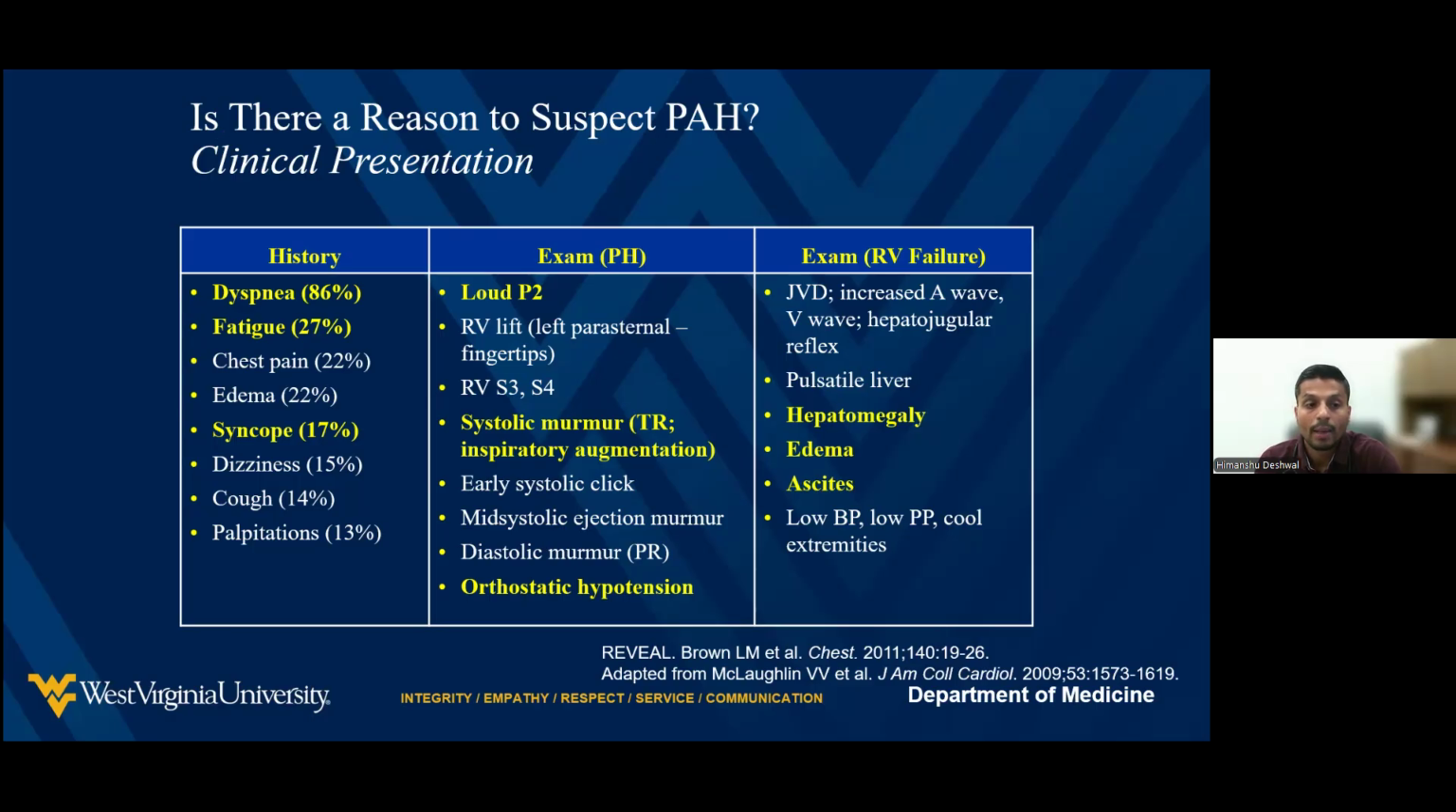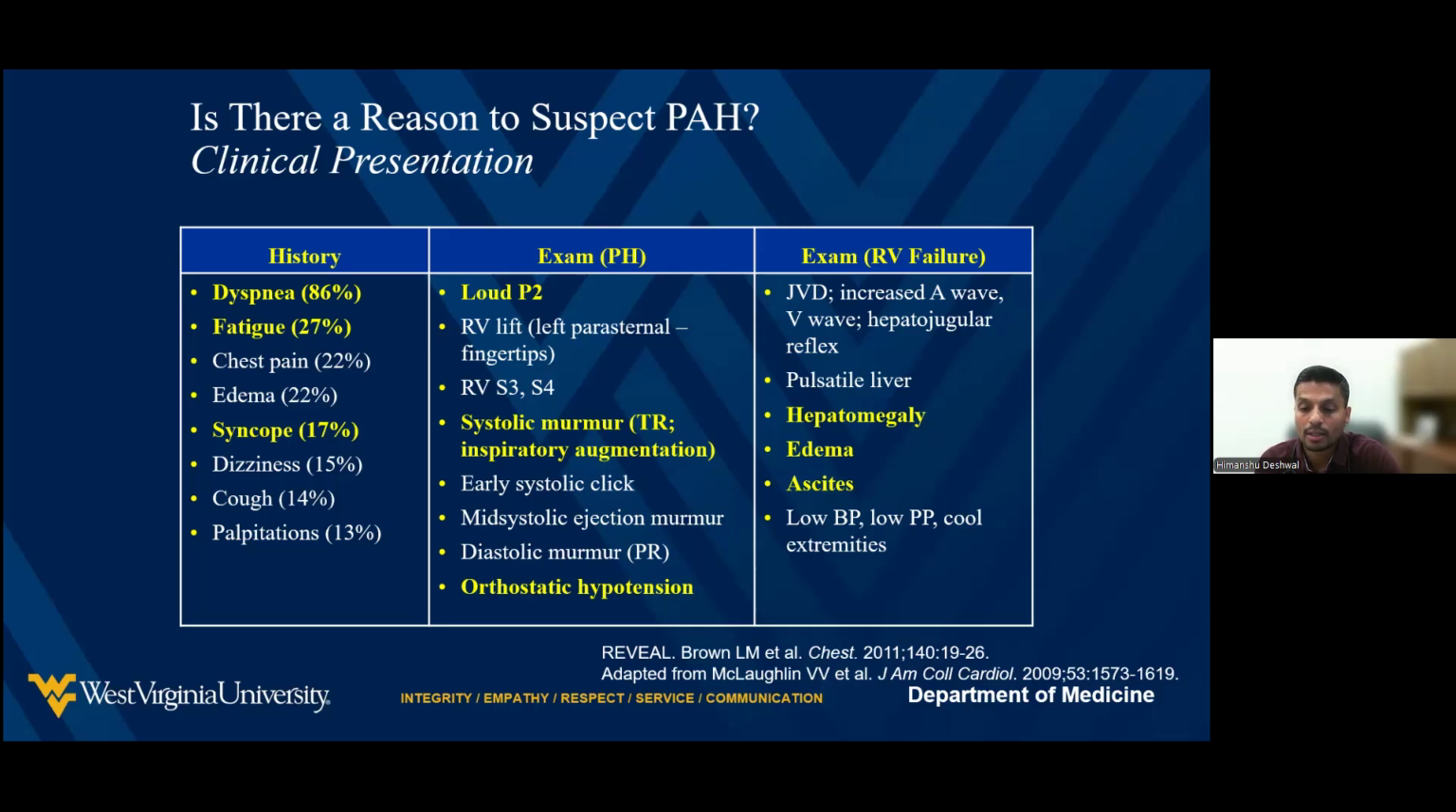Cough can be present in some of these patients, especially when your right atrium dilates. It can irritate your phrenic nerves and your cough reflexes, which can cause cough. And then palpitations from SVTs, as we talked about, these patients are at increased risk of arrhythmias. On examination, you will hear a mild systolic murmur. You might have a loud P2 or a split S2 sound. And then they may have orthostatic hypotension.